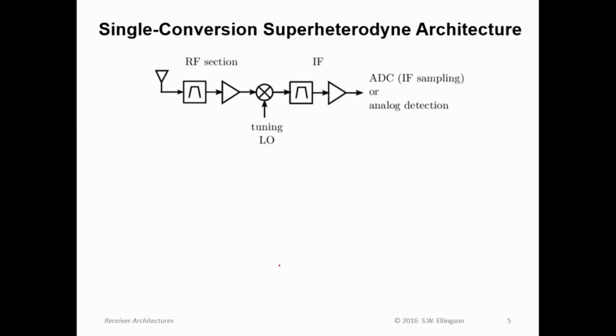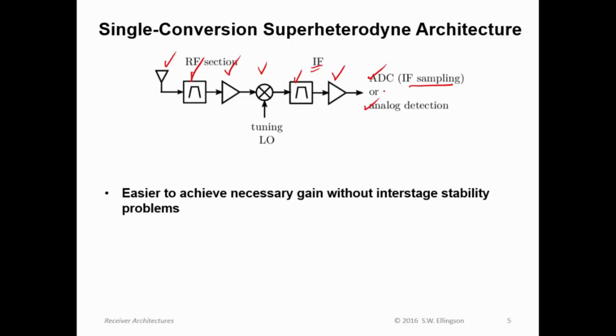Single conversion superhet architecture. In this case, we have an antenna, we have pre-selection, we have gain, at least some fraction of the gain. Then we have a tuning LO doing frequency mixing, and then a lower IF stage, an IF at a lower frequency, where we have some more of the selectivity and some more of the gain. And then we can be either digitizing, that's IF sampling, or doing analog detection. Either one is common. Here it's easier to achieve the necessary gain without interstage stability problems.